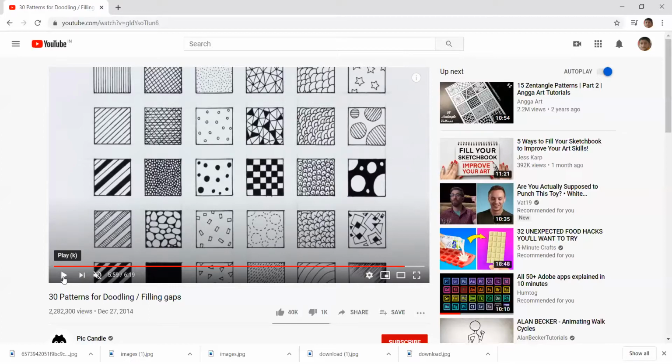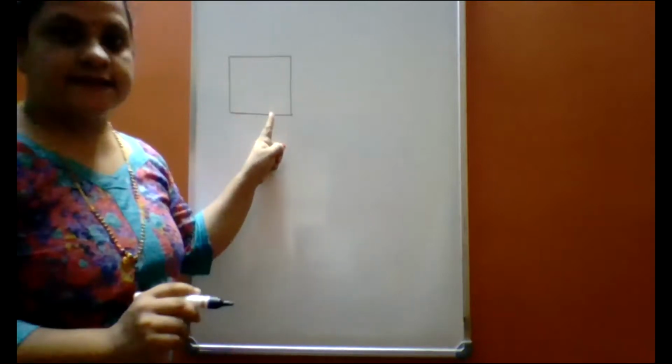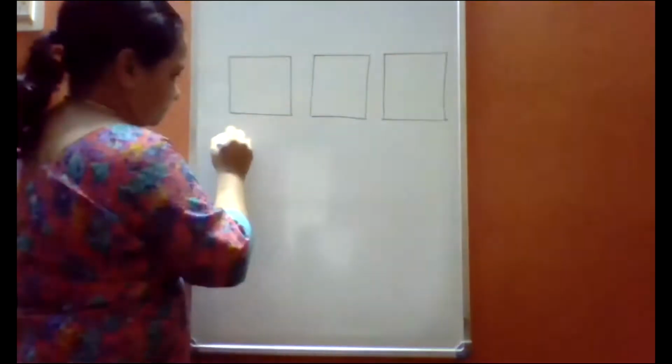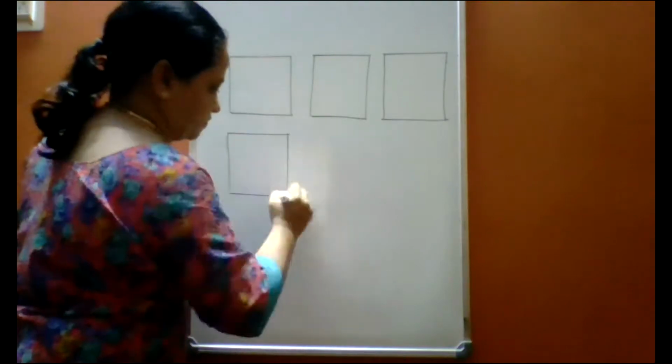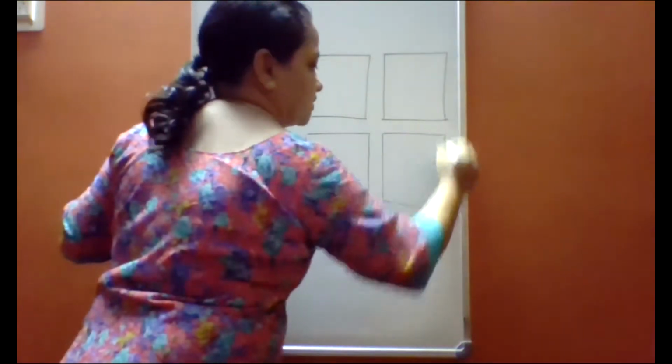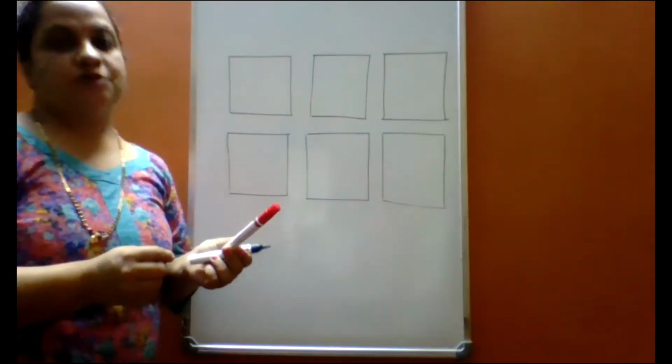Now we will also start our drawing. Now I will show you how to draw different patterns in the book. Now I will draw on the board. Just watch. In this whiteboard, now I am going to draw few boxes like this, and we will draw different patterns inside. In this, I am going to use different colors also. I took few color pens and I am going to draw with colors also.